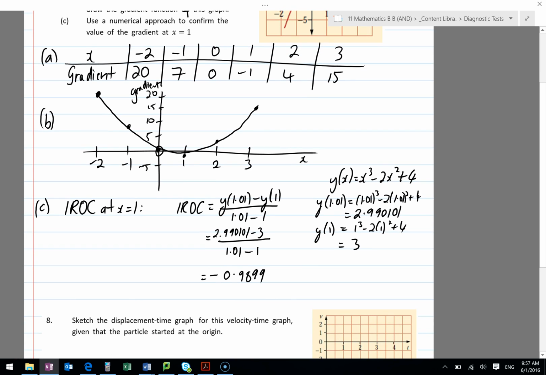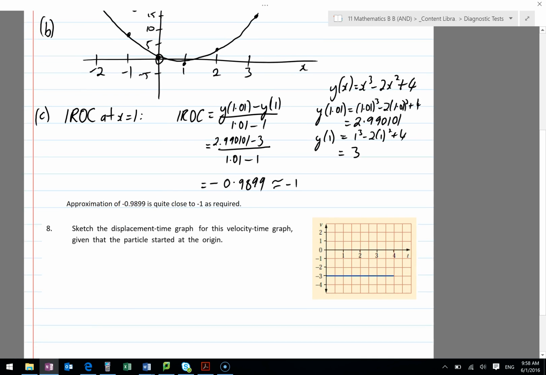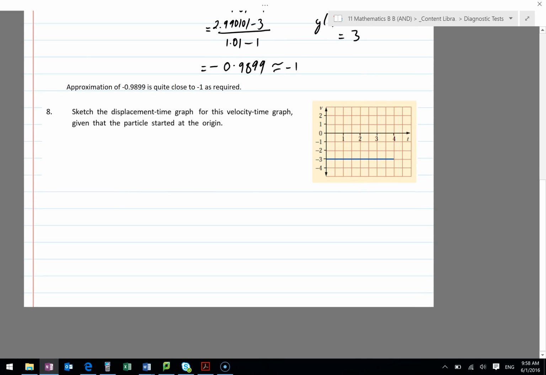Okay, so I get minus 0.9899, okay, and I'd make some statement down here to say that that's approximately the same as the gradient. Okay, so the approximation is pretty close. Okay, you could even do some of these ones, okay, close to minus 1. Okay, just make sure you write some words to show that you know what's going on.